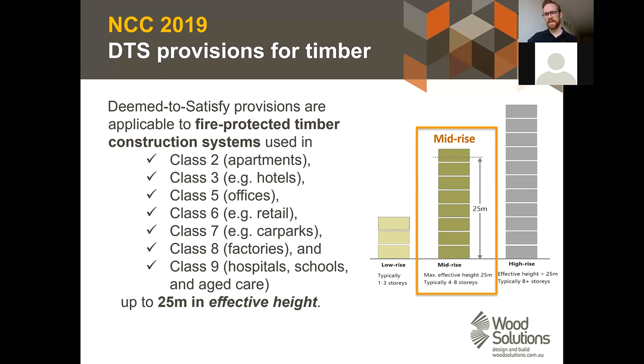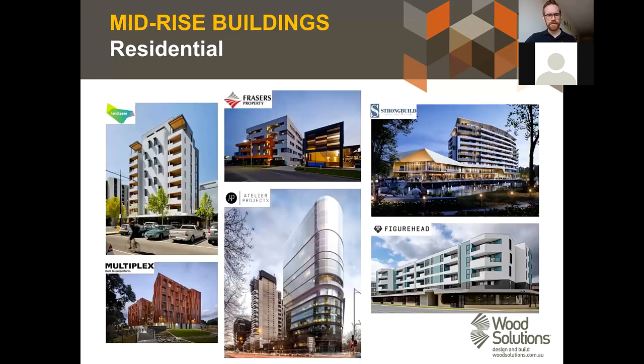And you can see in the little graphic here, it's really what we classify as mid-rise, that 4 to 8 story space. In 2016, that was classes 2, 3, and 5. So that's typically apartments, hotels, and offices. And in 2019, these provisions were expanded to all building classes. So you can build any of these typical buildings, whether it's a hospital or a school, an aged care home, as a deemed to satisfy solution under the National Construction Code.